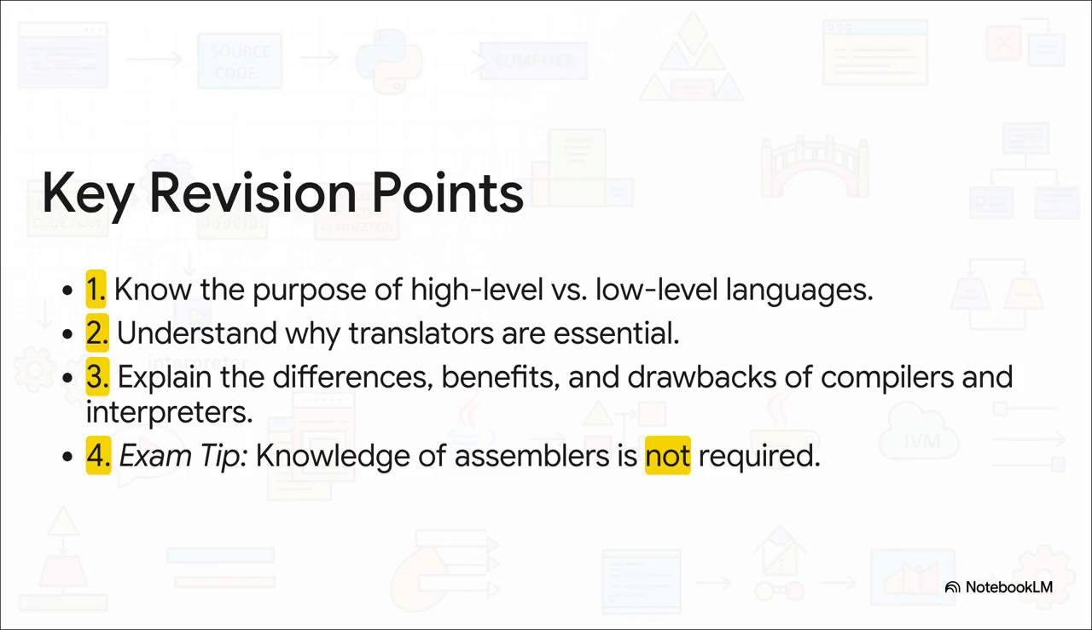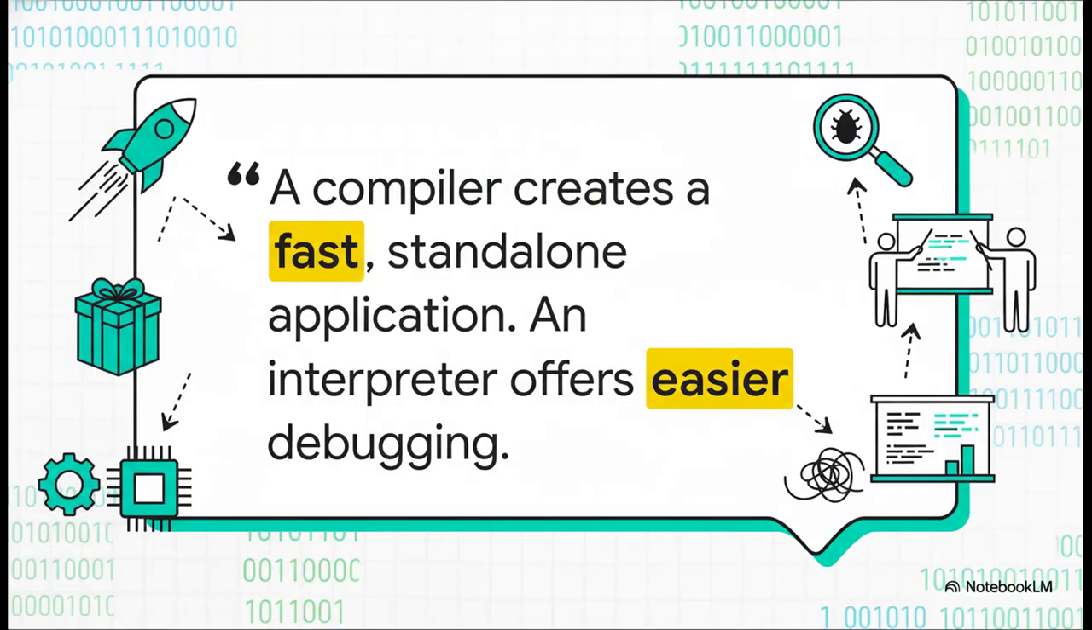And listen up, because this is a huge tip, straight from the spec. You do not need to worry about assemblers. Seriously, don't waste your revision time on them. Just focus on compilers and interpreters. If you remember just one thing from all this, let it be this. A compiler is all about creating that fast, final application. Think of a finished product that you'd give to a customer. An interpreter? That's your best friend during development, when you need that flexibility and you're hunting down bugs. Two different tools for two different jobs.